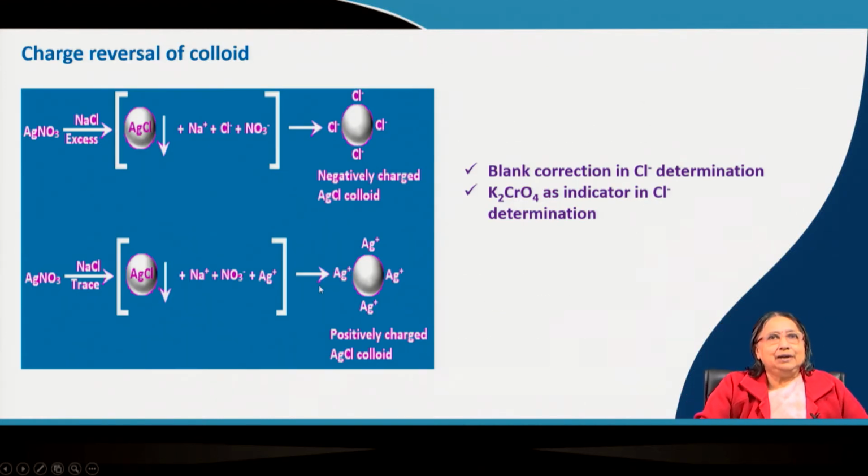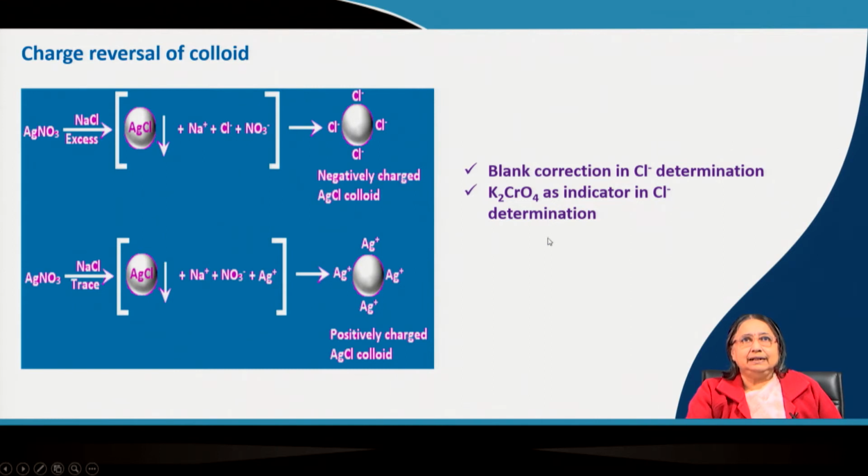Now, I will tell you another very simple experiment that we use in chloride determination, where we use potassium chromate as the indicator for chloride determination.